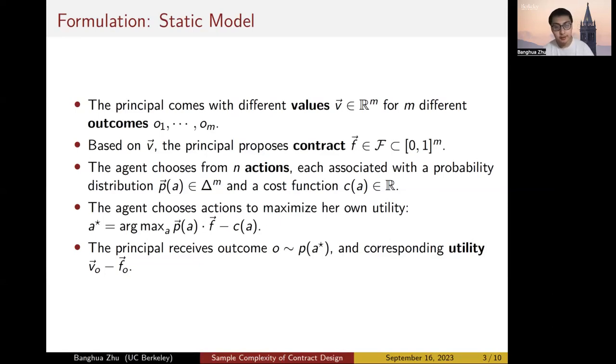After the agent takes actions, the principal will receive some outcome that is sampled from the probability distribution of this optimal action. And eventually, the principal will receive her utility, which is the value of this outcome, subtract the payment for this outcome, which is basically VO minus FO.